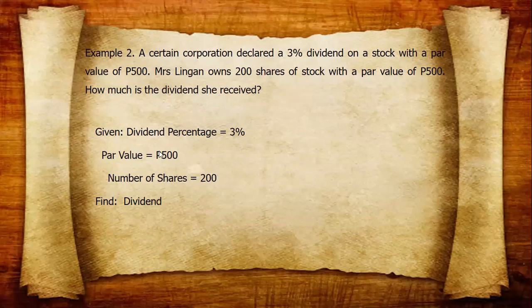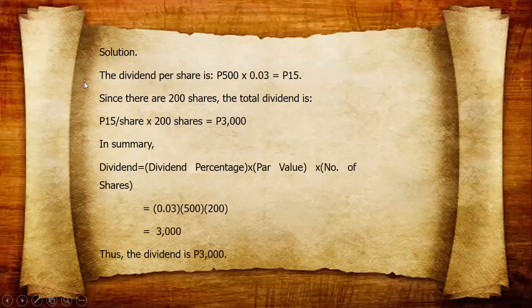So, the given facts are the dividend percentage, which is 3%. The par value, di ba par value is the per share amount. Per share na siya. So, 500 per share. And the number of shares ni Ma'am Lingan is 200 shares. Dagkan kay siya shares, no? Sabi si Ma'am Lingan. Dasig para maka-earn of money. So, let us find the dividend she will receive. So, this is the solution.